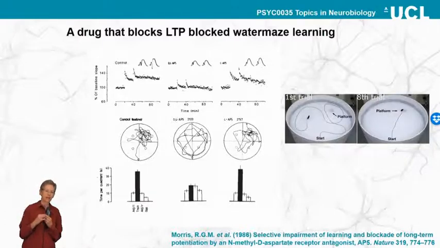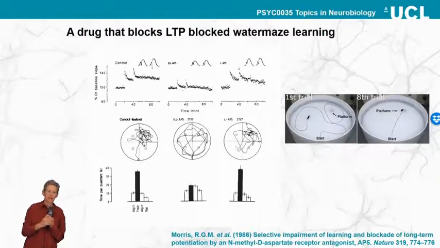That's exactly what they did. They set up an infusion pump into the hippocampus of rats so that the rats were getting a continuous infusion of this drug, APV, which we now call AP5. So they continuously infused this drug into the brain.